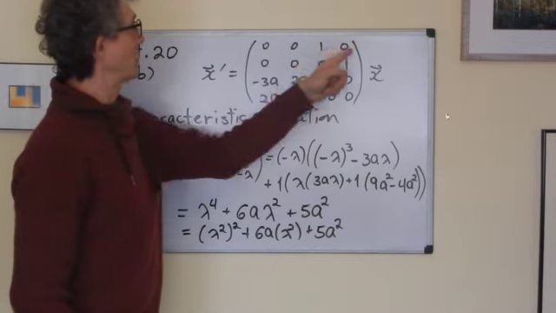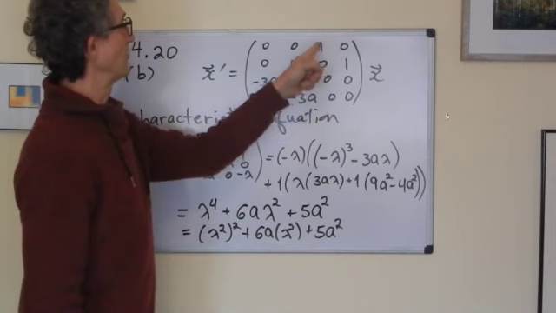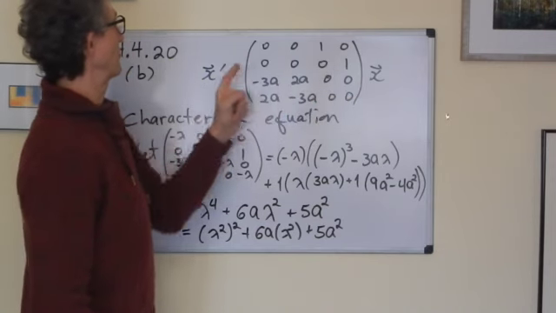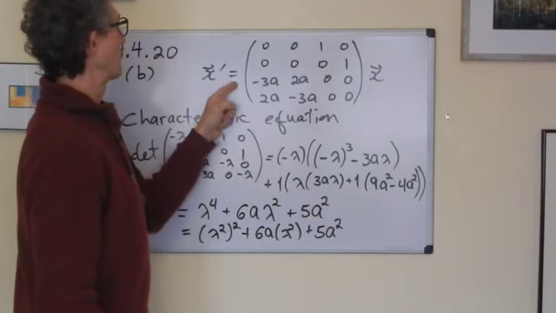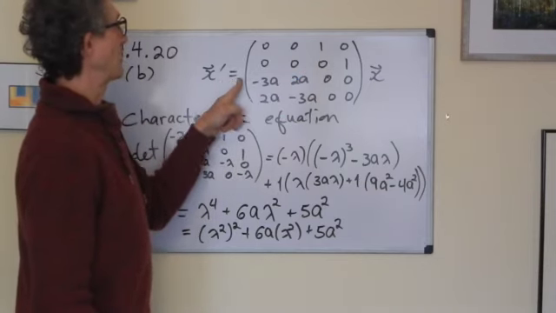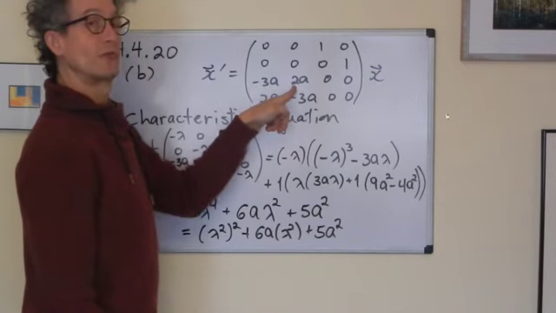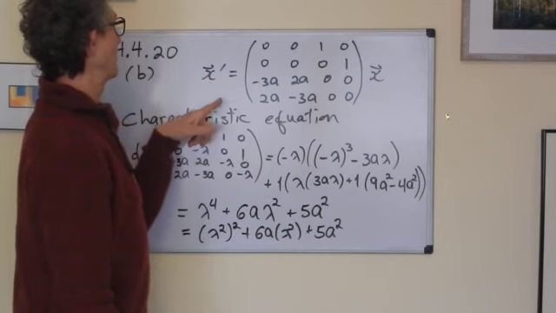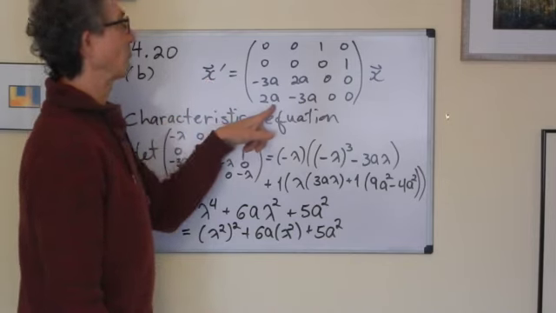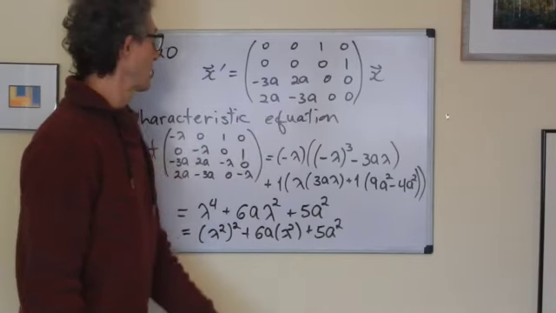Notice the first row says that x1 prime is equal to x3. The second row says that x2 prime is equal to x4. The third row says that x3 prime is minus 3a times x1 plus 2a times x2. And the fourth row says that x4 prime is 2a x1 minus 3a x2.